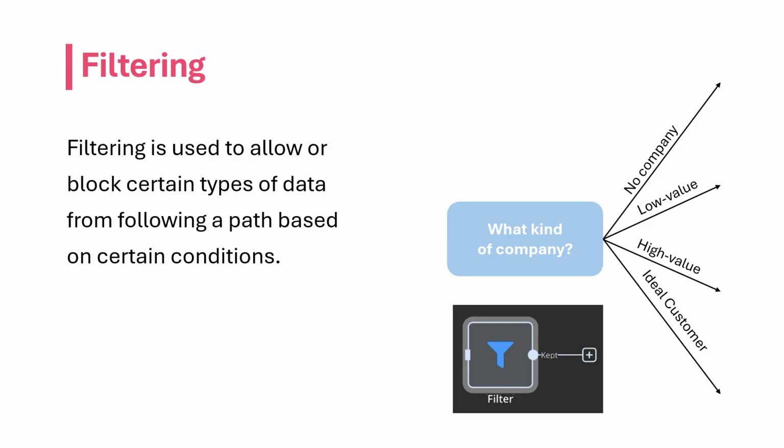In the previous example, what kind of company, that is our filter. If there is no data of any company, then we have to ignore it. If it has low value, then you have to move to this tab, or high value, then this tab. If it is an ideal customer, then we have to send it to the account manager instantly right away. So this is the work of the filter.